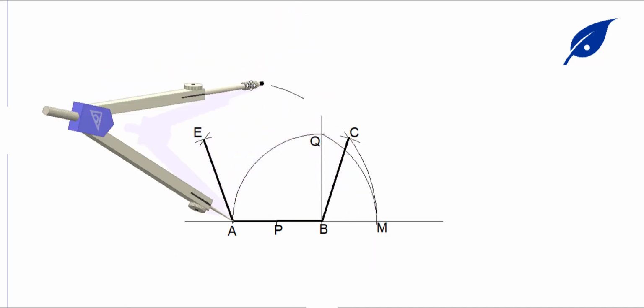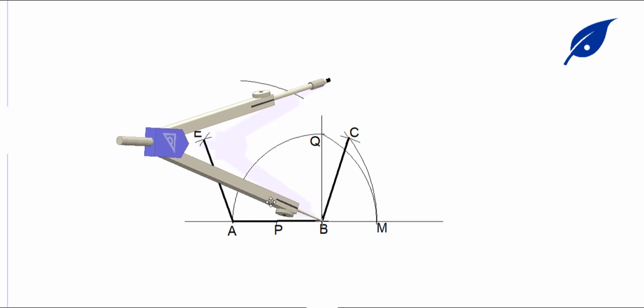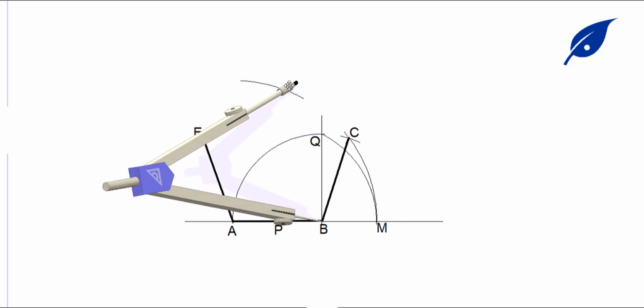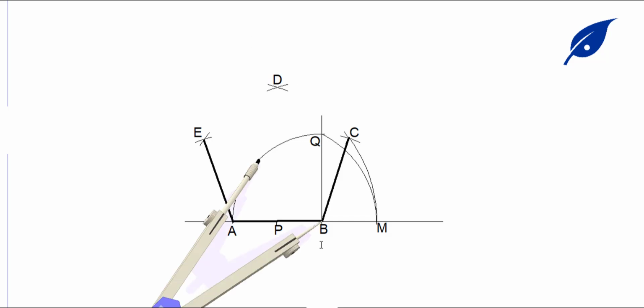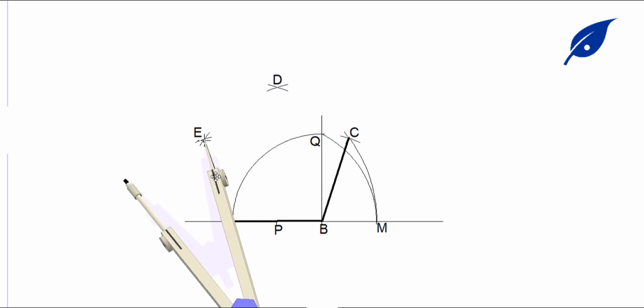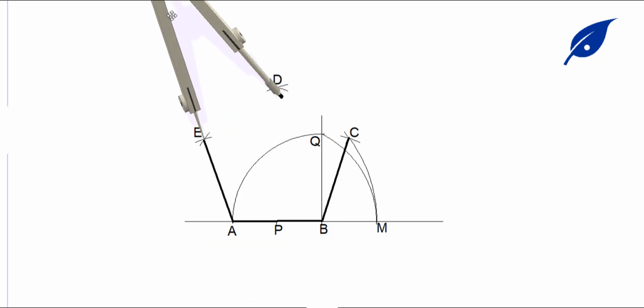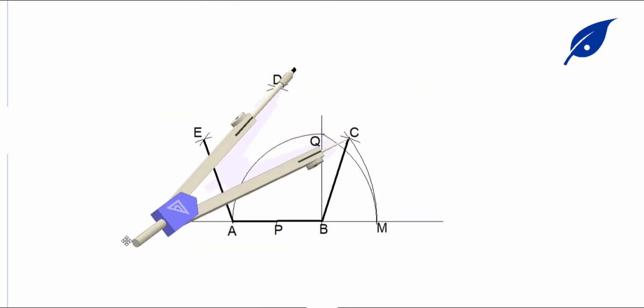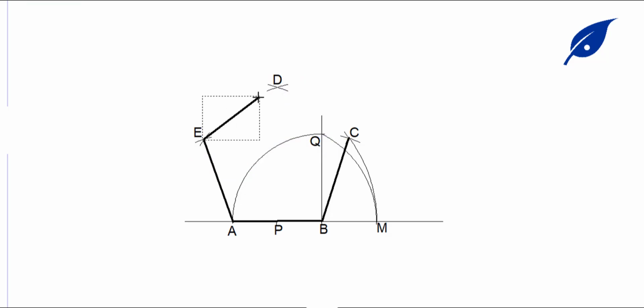To get the new point D, we use the radius AM with center at A and B to get the point which is a diagonal to the pentagon. We form the point D, connect C to D and D to E to complete the sides of the pentagon.